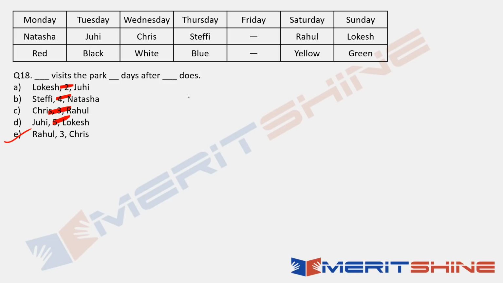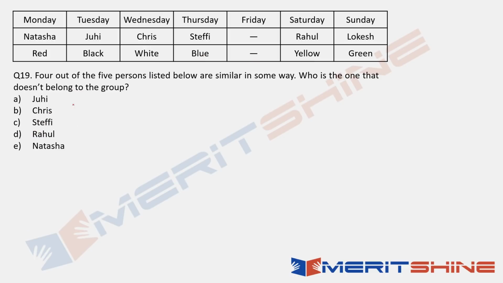So Rahul visited 3 days after Chris, fine. So +1, +2, +3. So that option E becomes your answer. And the last one, 4 out of the 5 persons listed below are similar in some way. Who is the one that doesn't belong to that group? So Juhi, Chris, Steffi, Rahul, Natasha. So except for Lokesh, everybody is there. So these 4 are similar because they visited the park before this Friday, the break, the off day. So the answer becomes Rahul, option D. And that is your answer, guys.